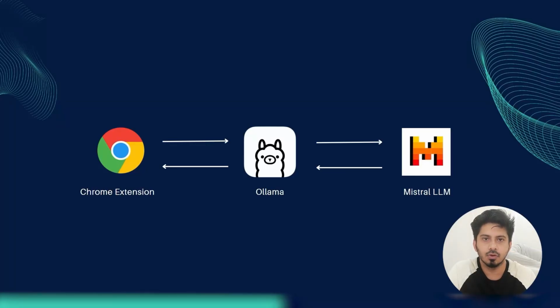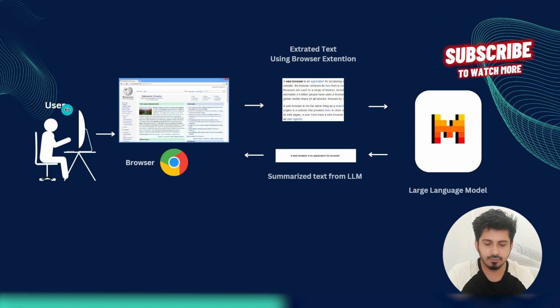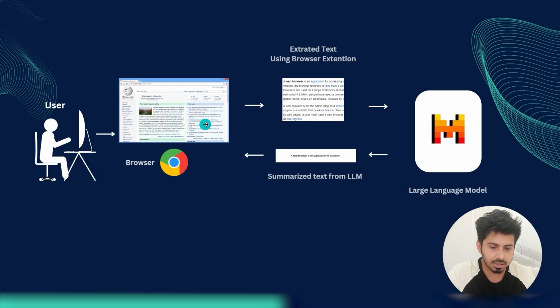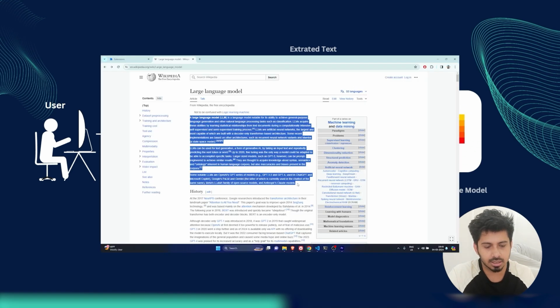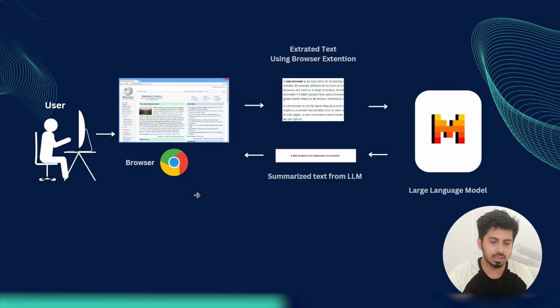Hi guys, in this video we are going to learn how we can create a Chrome extension which will integrate with Mistral Large Language Model through the Ollama framework. We are also going to develop a use case where, let's say, a user is browsing a website and selects a text from that website. The text will get extracted using this browser extension and goes to the large language model. Now the large language model will summarize this text and sends it back to the browser. So this will be our end-to-end use case.